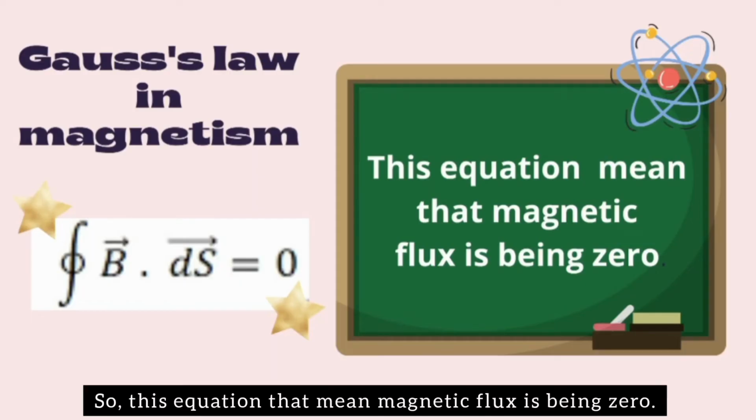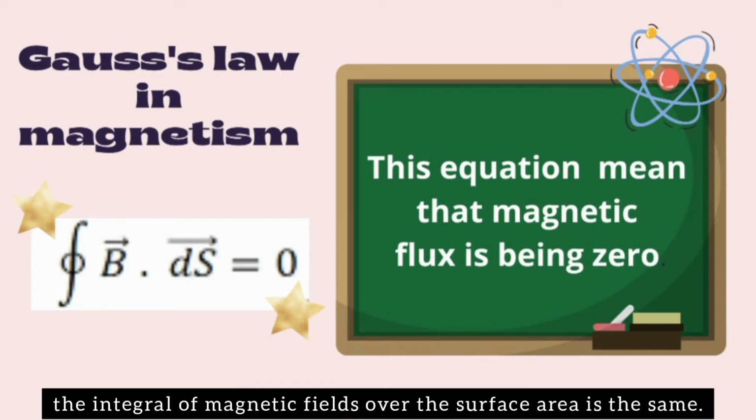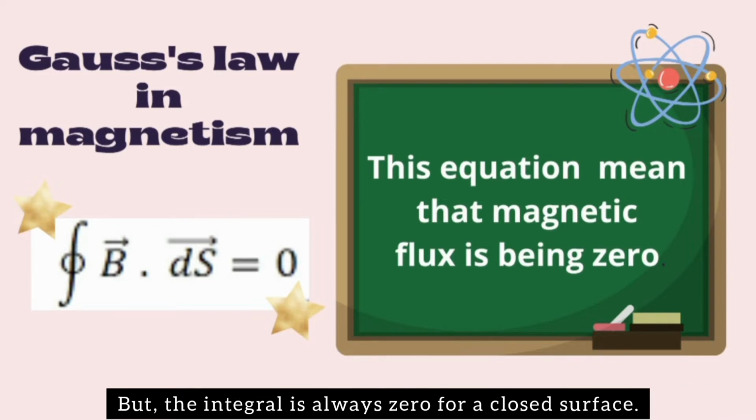So this equation means the net magnetic flux is zero. Compared with the first equation, the integral of the magnetic field over the surface area is the same, but the integral will always be zero for a closed surface.